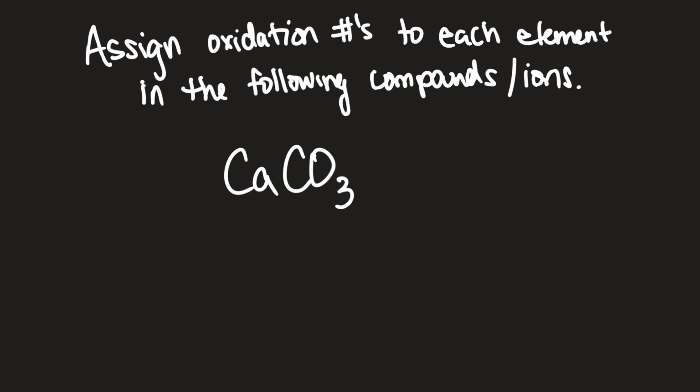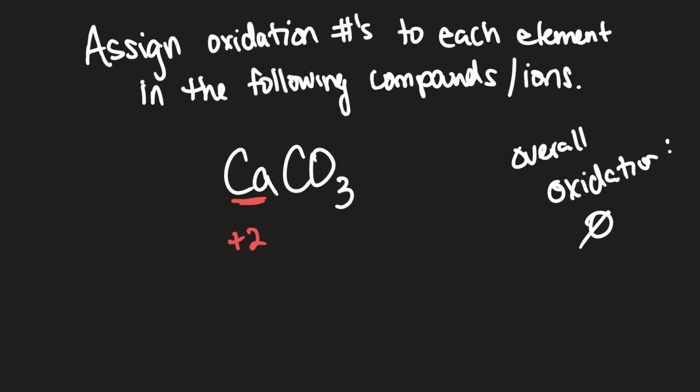So let's look at this compound. We have calcium carbonate, so we have ourselves an ionic compound. In this case, if you notice, the charge is 0. It's neutral. So the overall oxidation in this case is equal to 0. When we add up the oxidations of each of the elements, it should equal 0. So let's start off with what we know. We have ourselves a metal ion here. A metal ion's oxidation is always equal to its charge. So looking at the periodic table, we see calcium is a +2.